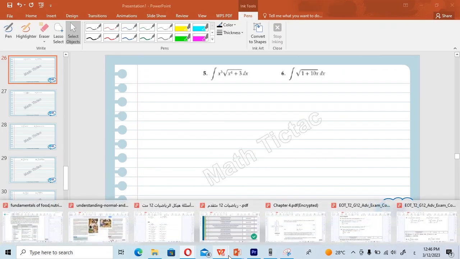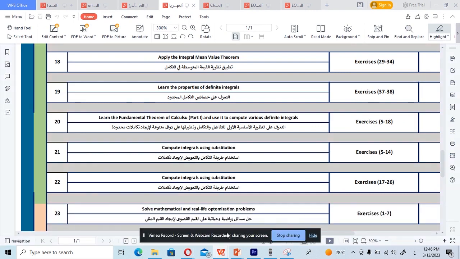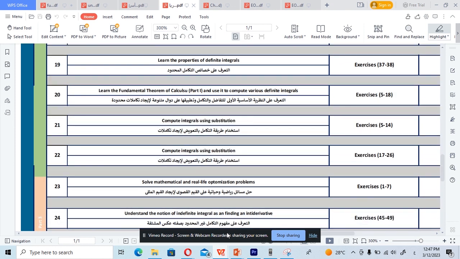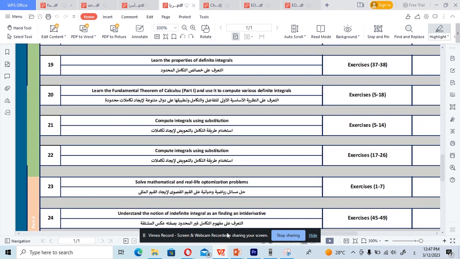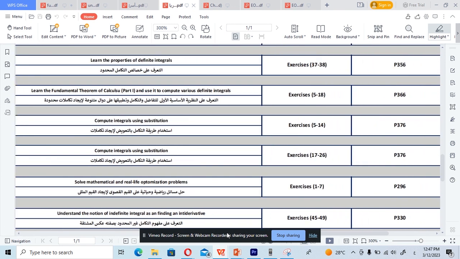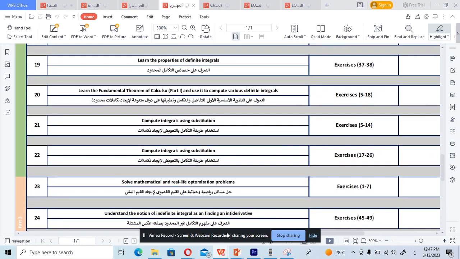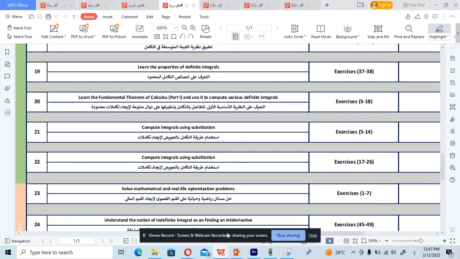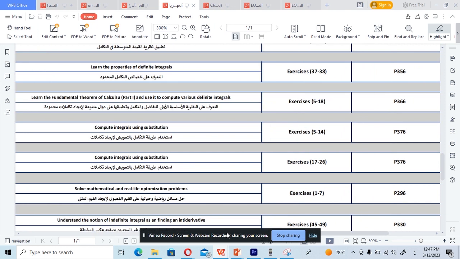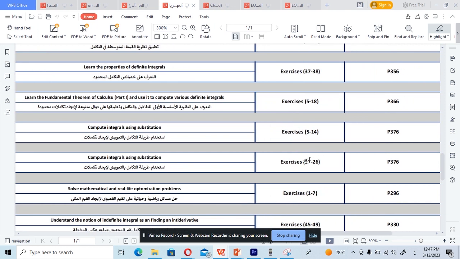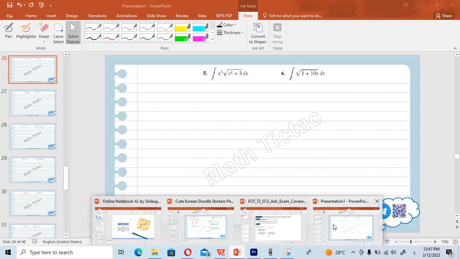Okay, hello again. So in here, we'll start now with part number 21, which is computing integrals using substitution method. In the first part, we'll solve exercises from 5 to 14. These exercises you'll find on page 376. Then we'll move directly to part 22, which is exactly the same topic, computing integrals using substitution, where we'll continue with the questions from 17 to 26 on the same page. So starting with the first part, questions 5 to 14.